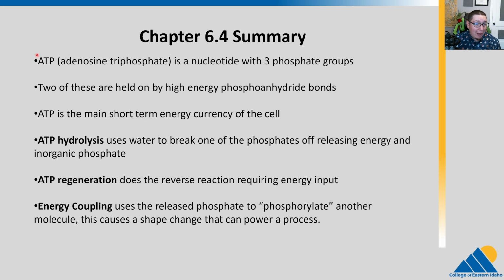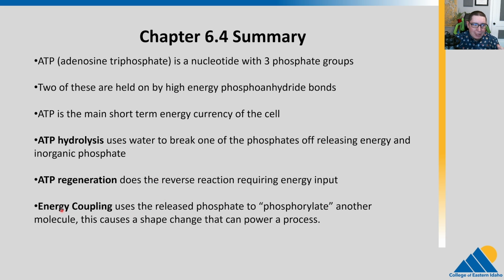Okay, so we talked a lot about adenosine triphosphate. It's a nucleotide with 3 phosphate groups on there. 2 of those are held on by those high-energy phosphoanhydride bonds. Okay, the bonds store energy. ATP is our main short-term energy currency for the cell. The hydrolysis of ATP breaks the phosphate off, releasing energy. ATP regeneration does the reverse reaction, but you got to put energy in. Usually we're harvesting that energy from other catabolic reactions.